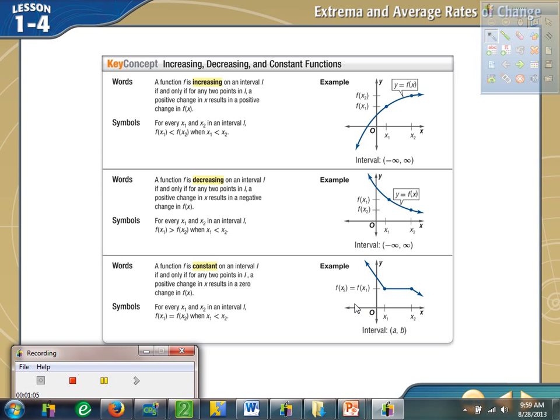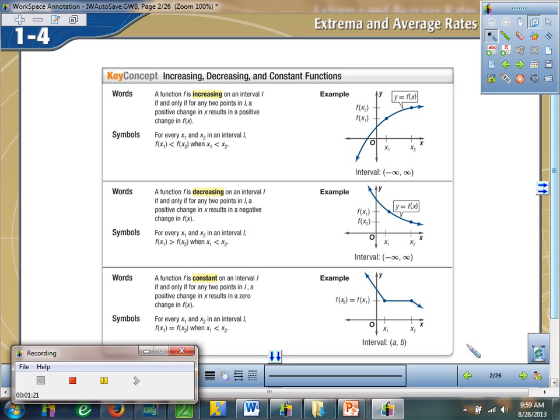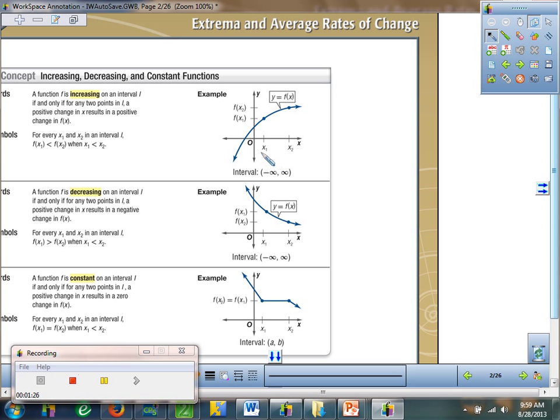Alright, now let's look at this. You really don't have to write all this out. What I would do is jot down a graph and look at it. What we're going to do here is talk about increasing, decreasing, and constant. Let's look at the first one at the top. As we go from x1 to x2, what's the f of x doing? What are the y values doing?